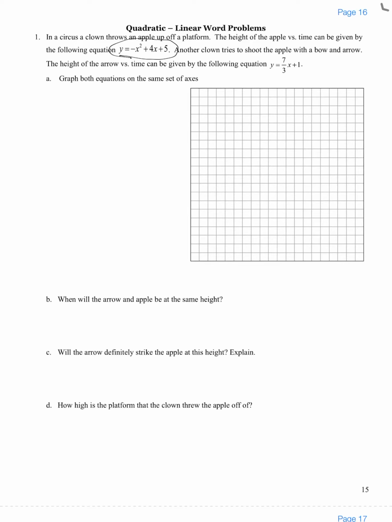Another clown tries to shoot the apple with a bow and arrow. The height of the arrow versus time can be given by the following equation. Here are our two equations we're going to graph. Graph both equations on the same set of axes.